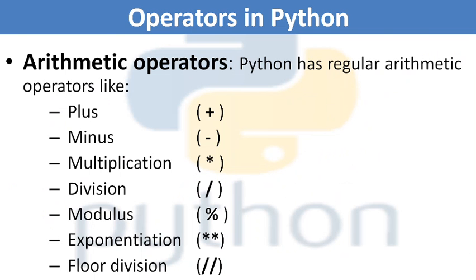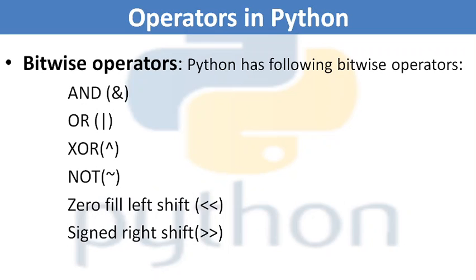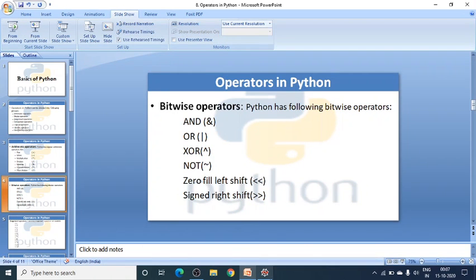So next we have bitwise operators. Python has the following bitwise operators. For AND, we use the ampersand symbol. For OR, we use the pipe symbol. For XOR, we use the caret sign. For NOT, we use the tilde character. For zero fill left shift, we use two less-than signs. For signed right shift, we use two greater-than signs. So let us take it one by one in our IDE.